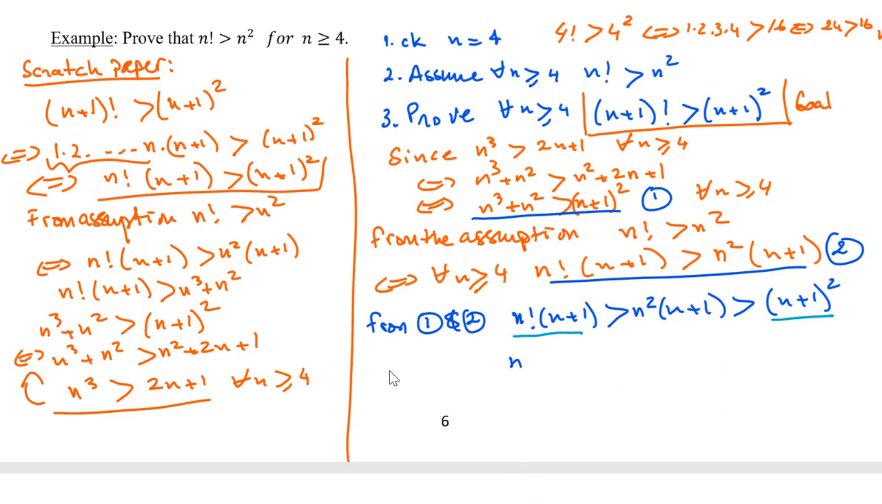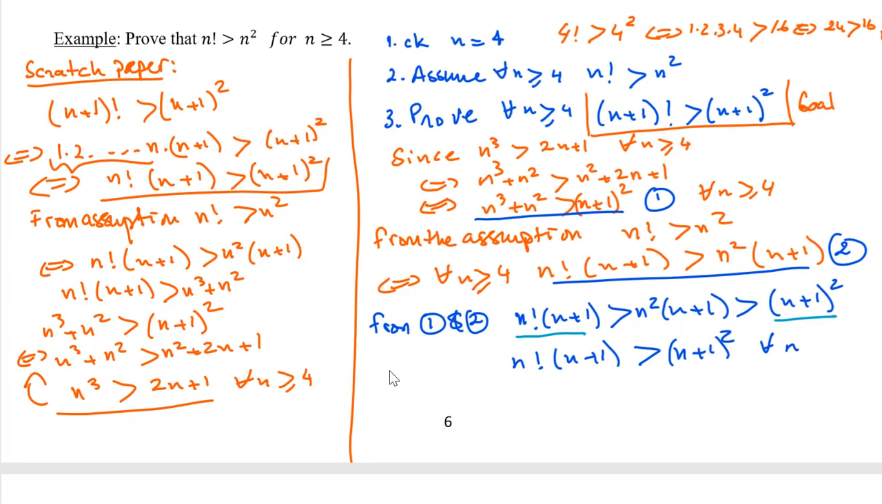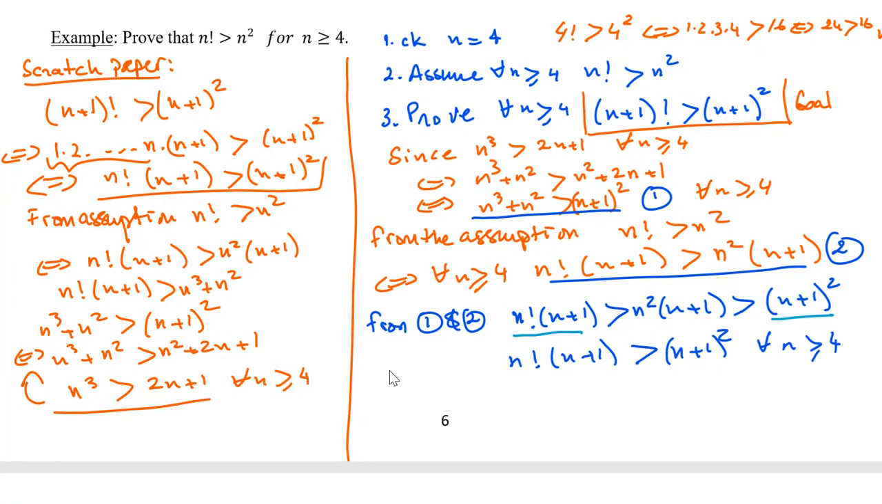So now I would say that n plus 1 factorial is greater than n plus 1 quantity squared, which is our goal for all n greater than or equal to 4. Now we're done. We could say therefore n factorial is greater than n squared for all n greater than or equal to 4.